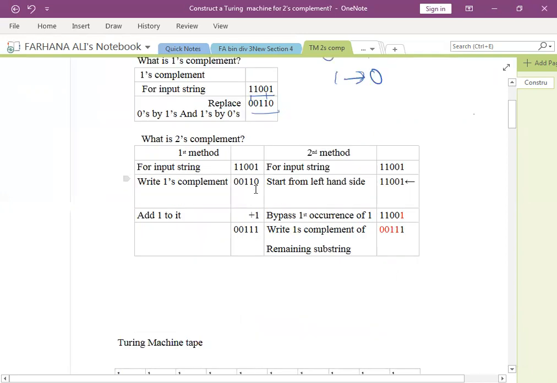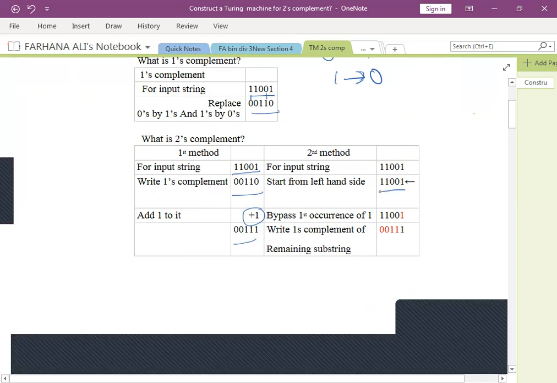Now what are the methods of finding the 2's complement? For finding the 2's complement, we are having two methods. The first method is finding the 1's complement of the input string. So if the input string is 11001, its 1's complement will be 00110, add 1 to it, the answer will be 00111.